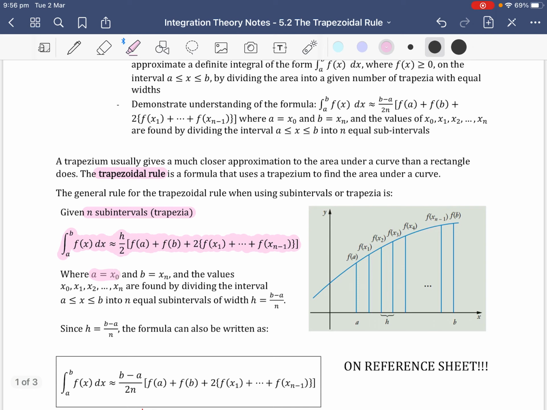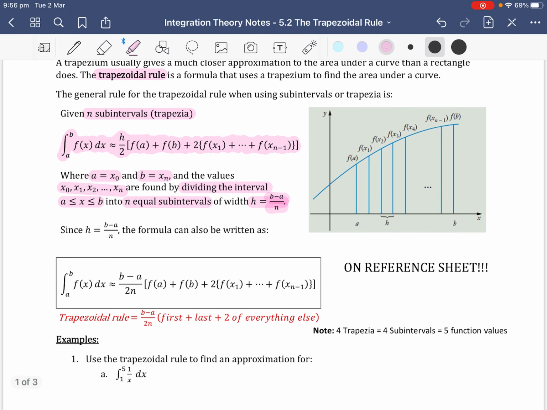This is where we have a equals x0, b equals xn, and the values x0, x1, x2, all the way up to xn are found by dividing the interval a is less than x is less than b into n equal sub-intervals with the width of h equals b minus a all over n. So since we know that h is b minus a all over n, we can use this formula.